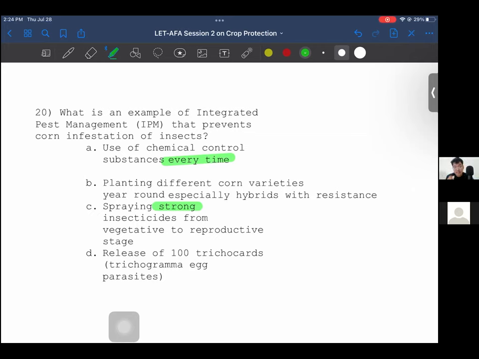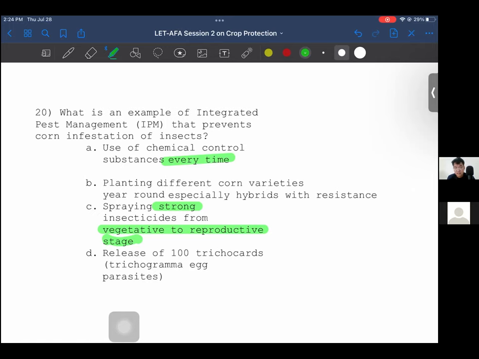So isa pang X is letter C, spraying insecticides from vegetative to reproductive stage. So always know the stage. Kailan ba umaatake ang mga insektong ito? Is it on the vegetative? Vegetative pa lang ba, meron na sila? But I think most of the insects of corn must be prevented sa pinakasimula pa lang. So it is not ideal to spray strong insecticides from all of those stages to all of those stages.